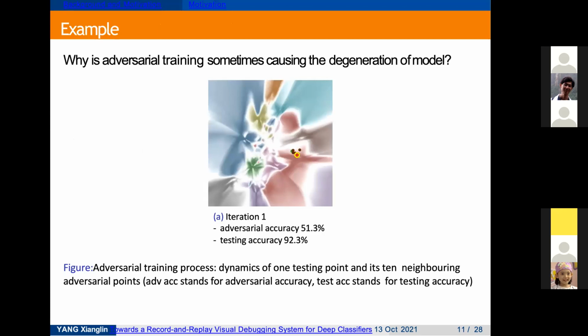But if we want to see some training behavior along the time, we must stabilize the visualization. Next, I will first show an example of our work to show why this visualization can really help to find the root causes of some model defect. On the previous slides, we talked about a problem. Why does adversarial training sometimes cause the degeneration of a model?